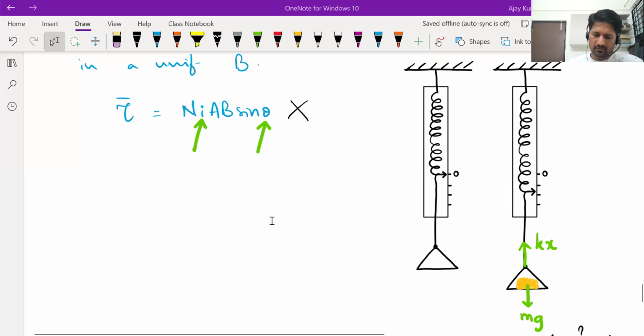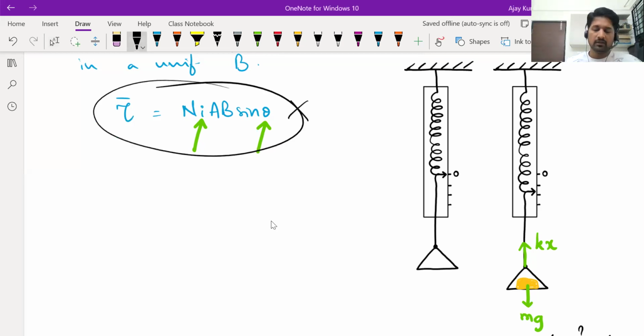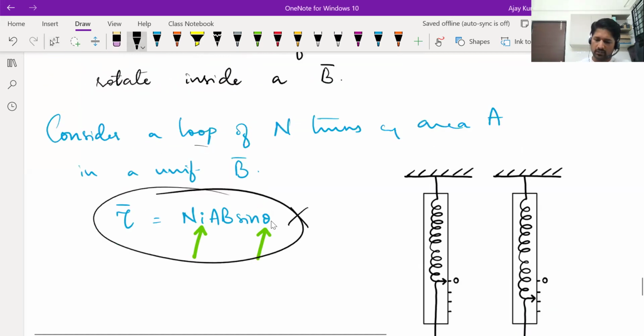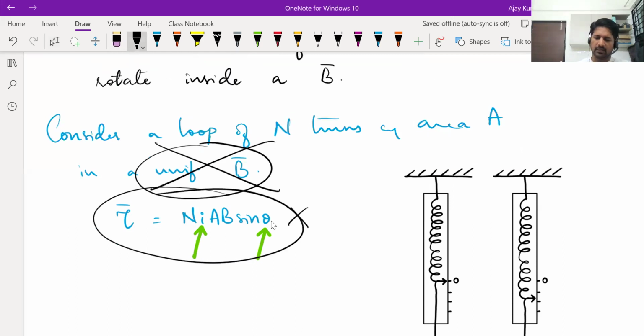But first of all, we need torque which depends only on current, not on the angle rotated. So we cannot use a uniform magnetic field in a galvanometer. That won't work for us, because in a uniform magnetic field, as the loop rotates, the torque changes based on the rotation also, not just based on the current. We don't want that. We want torque to depend only on current.